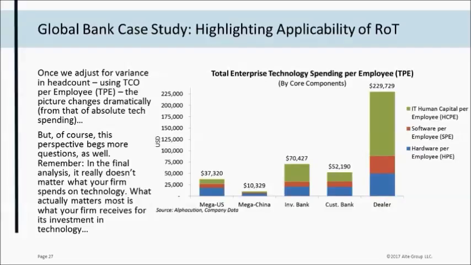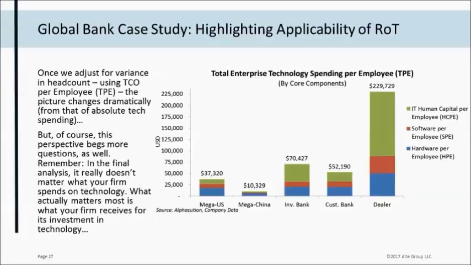All of a sudden, we see that the dealer firm, and this is one of the 22 or so primary dealers, is spending nearly $230,000 per employee, and these numbers are based on 2015 data, relative to the custodian bank, the investment bank, etc. This is where we can see how the picture shifts. Now, it still begs the next question. This perspective begs more questions as well.